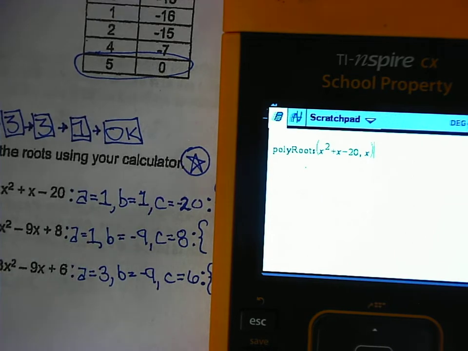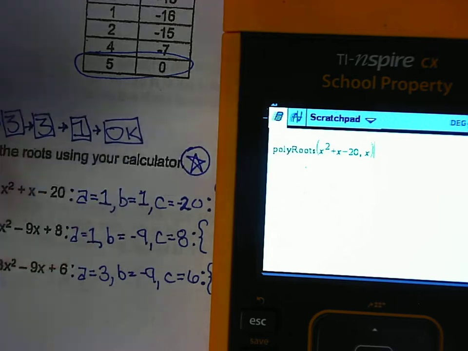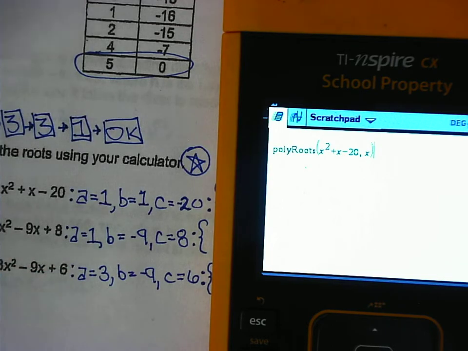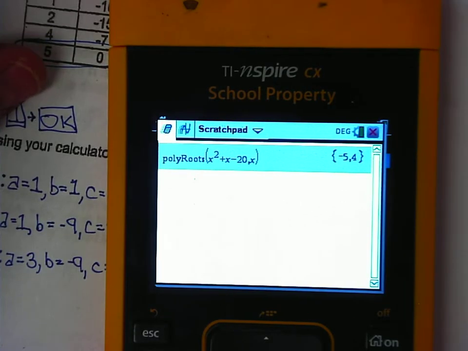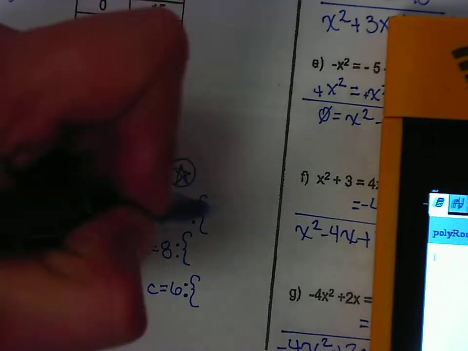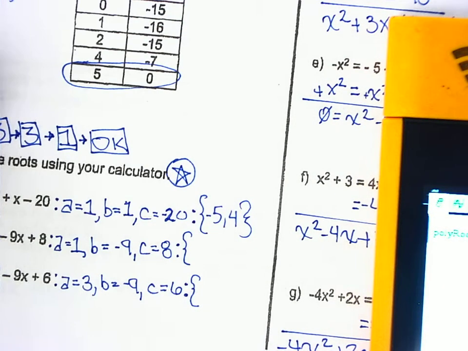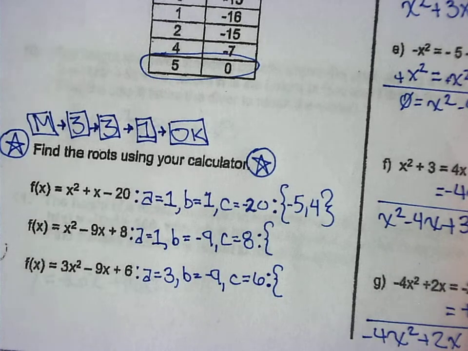So it basically is asking me, do you want me to find the roots for you for x squared plus x minus 20? And yes, we do. So just press enter again. When you do that, your roots will pop up in set notation: negative 5, comma 4. Close your set, and those are your x's. Then move on to the next problem.